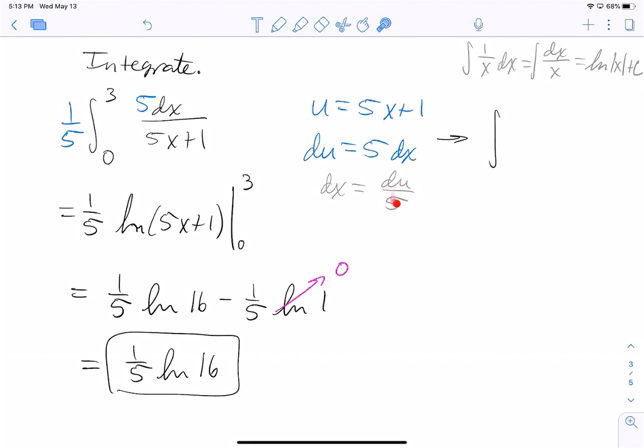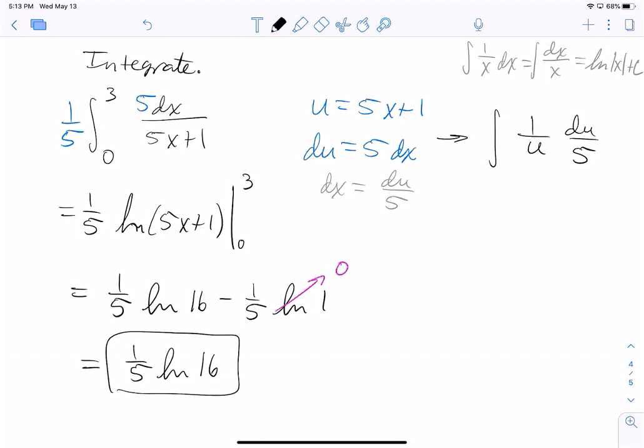to be replaced by du over 5. So I'll write that as du over 5 out here. And then we have here 5x plus 1 is u, and so I really have this 1 over u times this du over 5. As far as the limits are concerned, I'd like to point out that originally our limits went from 0 to 3, and those were x limits. In the same step in which we changed the variable, so we used a u substitution, in that step we need to write our limits as u limits.